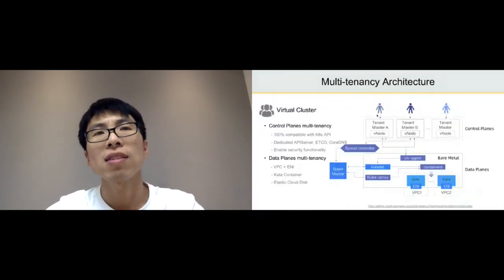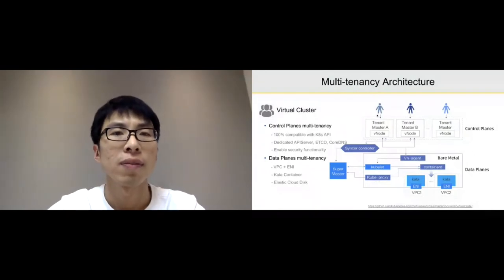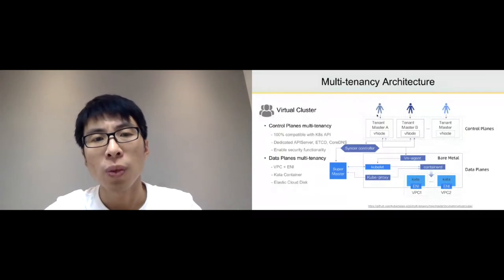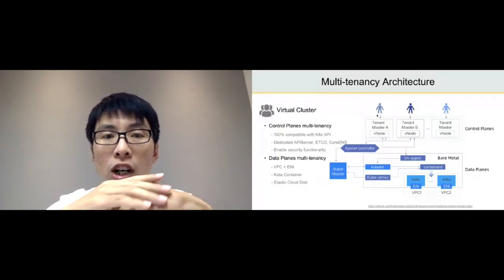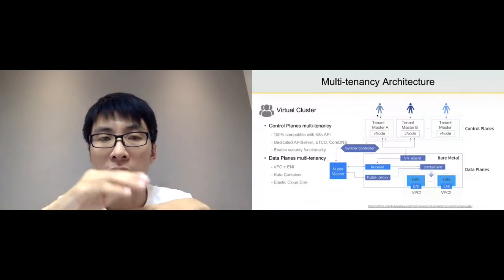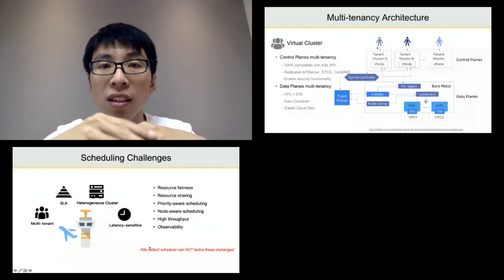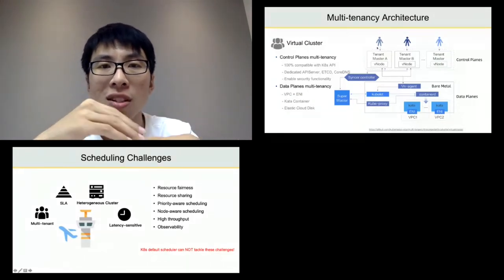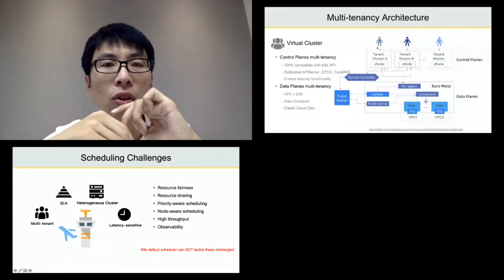The next is multi-tenant support. This is a multi-tenant architecture. We have a super master at the bottom. On top of the super master Kubernetes cluster, we provide a different virtual cluster for different users. Each virtual cluster will have a dedicated API server, etcd, and controllers.